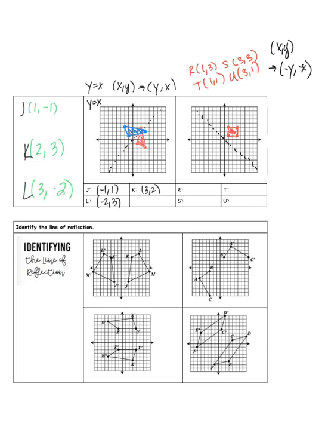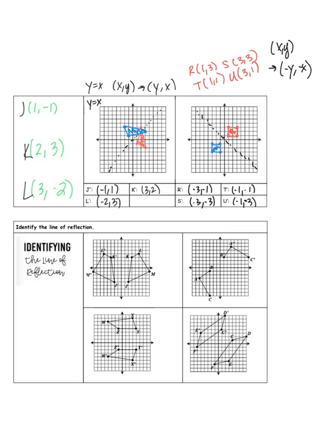So our R prime would be negative 3, negative 1. Our S prime would be negative 3, negative 3. Our T prime would be negative 1, negative 1. And our U prime would be negative 1, negative 3. So here we go. Negative 3, negative 1. Negative 1, negative 1. Negative 3, negative 3. And negative 1, negative 3. Okay, so that's the reflection.